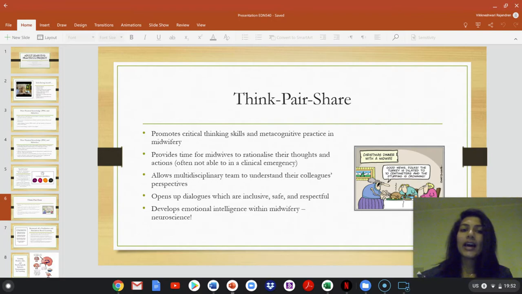And it allows you to understand your peers and why they had a certain management or approach to a clinical incident. And it allows you to understand your colleagues' perspectives, which really builds on emotional intelligence. And that's what I really like about Think, Pair, Share.